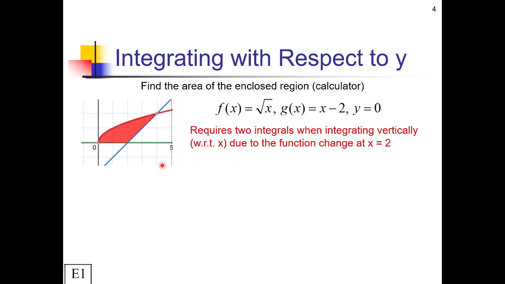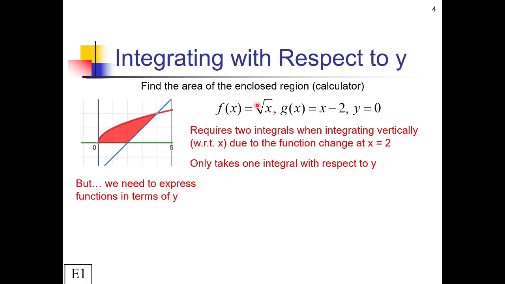However, what if we think about this as not vertical distance strips, but horizontal distance strips? We only need one integral if we're doing this with respect to y. There's only one rightmost and leftmost function. The key, the trick on this though, is before you can do that, you're going to have to express these functions in terms of y.